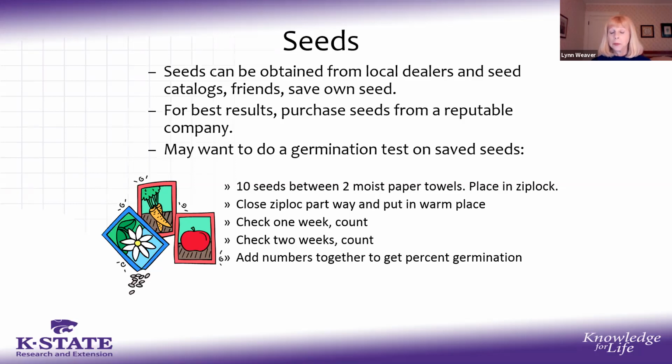So you're going to count the number of seeds that have germinated. Either write that down or keep it in mind, and then put your Ziploc back in its warm place. Go back in another week and count again how many additional seeds have germinated. Add those numbers together, and that's what your percent germination is. For example, if the first week you had 5 seeds germinate, the second week you had 3 additional seeds germinate, 5 plus 3 is 8. You've got an 80% germination rate for those seeds.